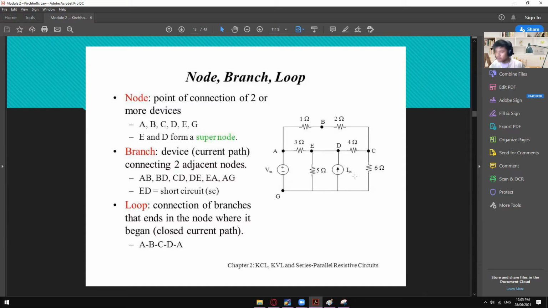So question: how many loops can we form in this given circuit? Is it three? Is it four? Is it five? Is it six? How many loops?